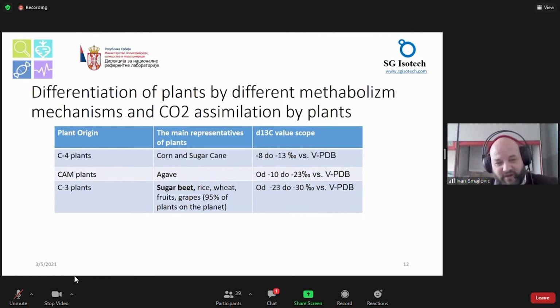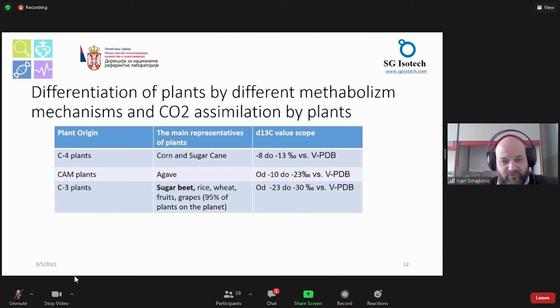95% of plants on the planet are C3 plants. This means all fruits, all trees, grapes, rice, industrial plants which are important to us, sugar beet, all kinds of grains, barley, sunflower, olives, everything. 95% are C3. The intermediate plants, CAM plants, are mostly agave.